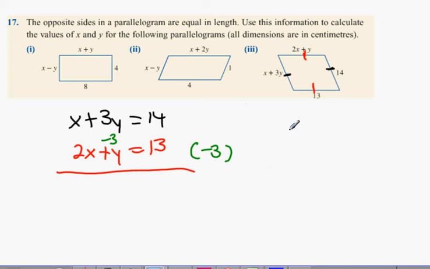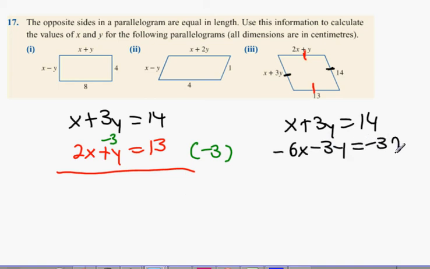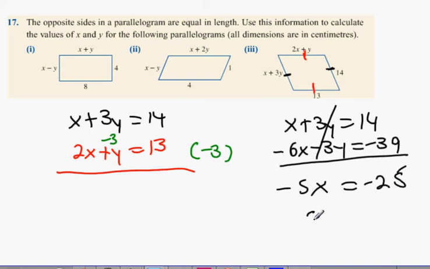And what we're going to get is x plus 3y equals 14, and we're going to get minus 3y equals 39. Okay? Minus 5x, because x minus 6x is minus 5x. The 3y is cancelled. 14 minus 39, anybody? 25. Minus 25. Multiply both sides by minus. And then we get x equals 5.